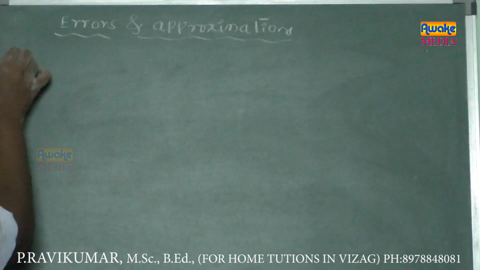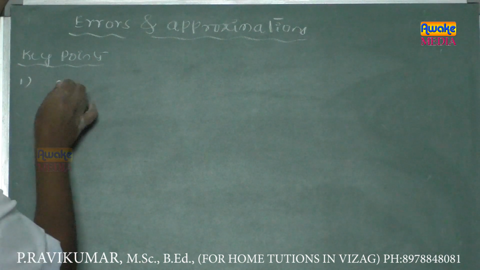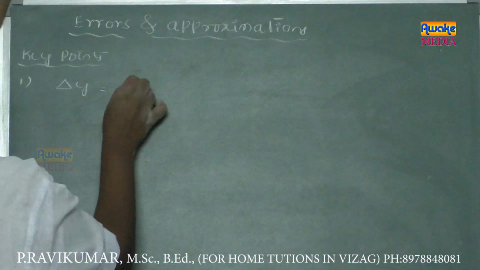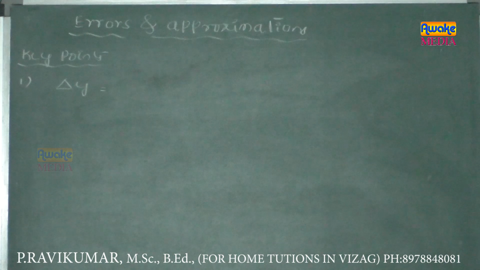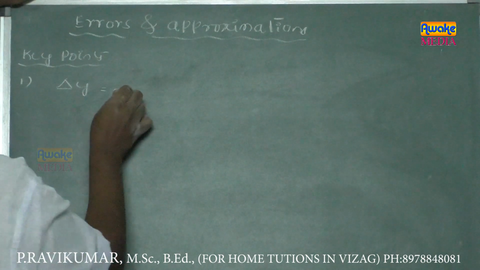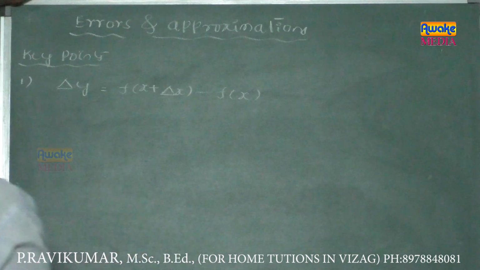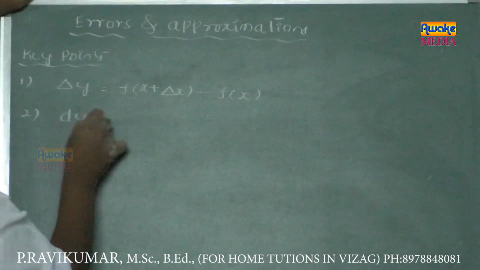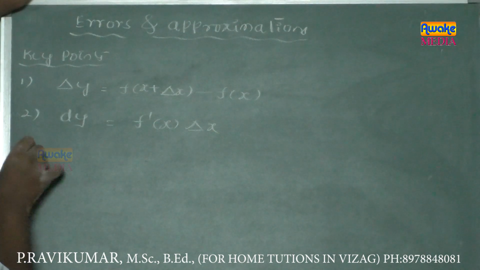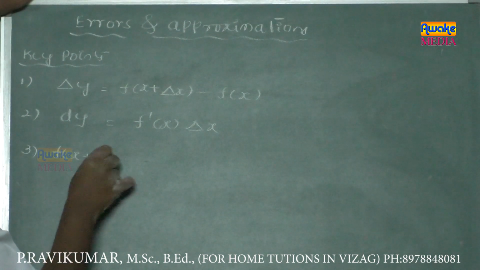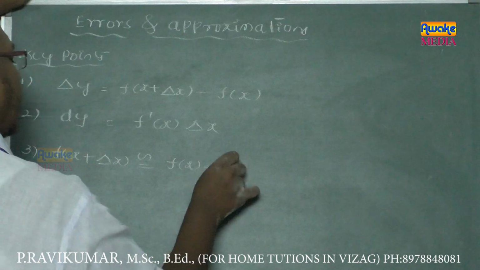Key points. First, delta y equals f of x plus delta x minus f of x. Second, dy equals f dash x into delta x. Third, f of x plus delta x is approximately f of x plus dy.